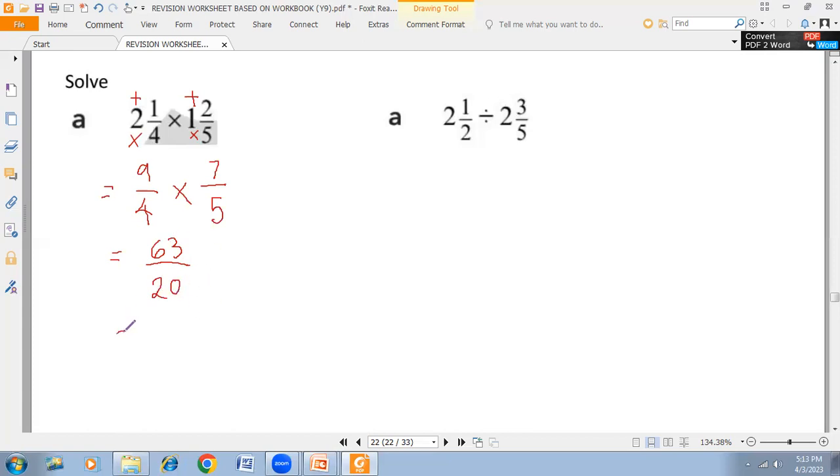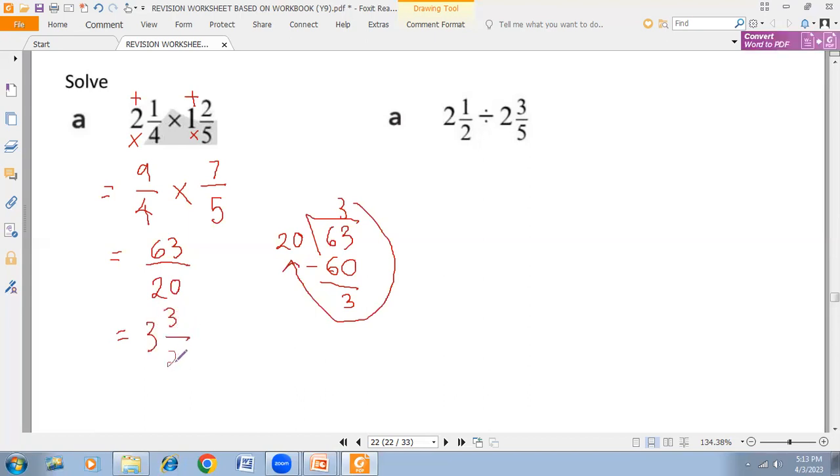To those who know how to directly convert it to a mixed number again, you can directly do it. If not, you can divide it separately. 63 divided by 20. 3 times 20 will be 60. There's a balance or remainder of 3 here. So we have to do it this way, where the answer is 3 and 3 over 20.